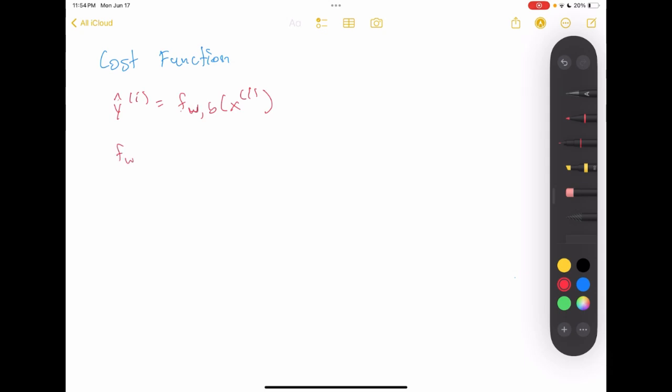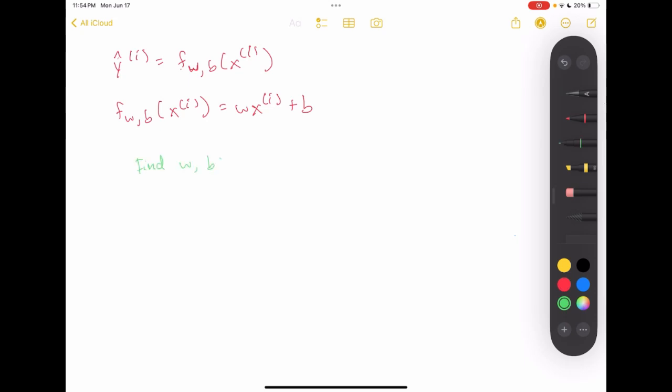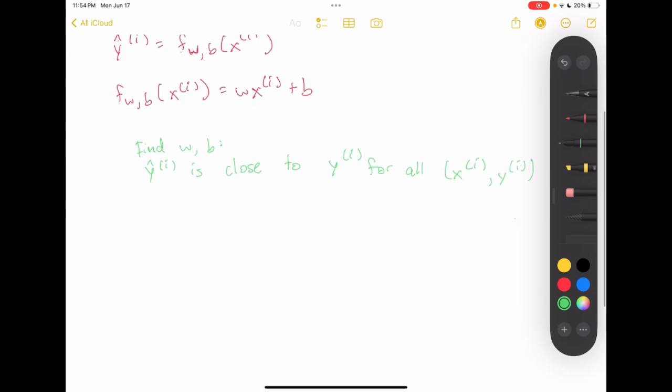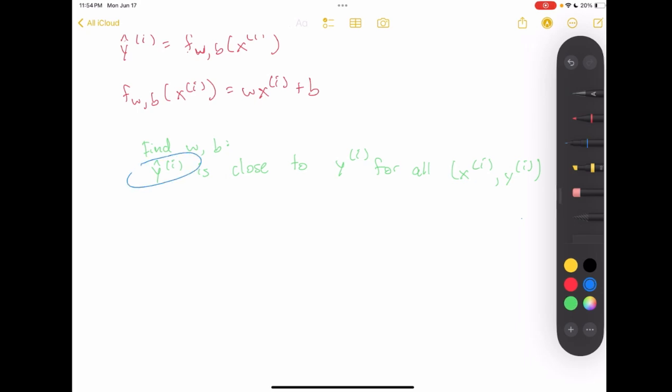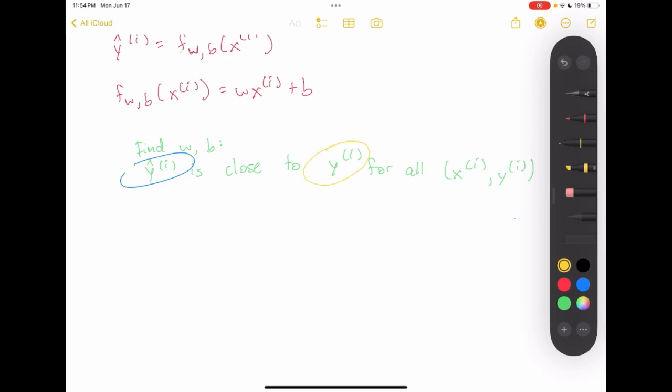And we can rewrite it as this right here. And this is the same thing, just expanded. So what we want to do is find w comma b such that y hat i is close to y superscript i for all x superscript i comma y superscript i. And this makes intuitive sense, right? We want a model that predicts an output that is as close as possible to the actual output, y superscript i. This means that if we can predict these data points correctly, it will most likely predict new data points correctly.